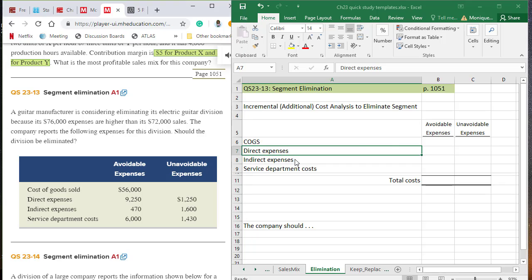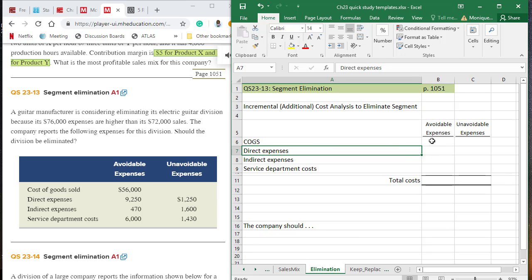Here goes some charts, and so we have this information here, and it says that the division, because it's 76,000 expenses are higher than its 72,000 sales. The company reports the following expenses for the division. Should they eliminate it? Well, looking at first glance, you're seeing, oh my goodness, I'm at a loss. 76 for the expenses, where the sales are only 72, so I'm losing $4,000. Let's see if I should actually eliminate it.